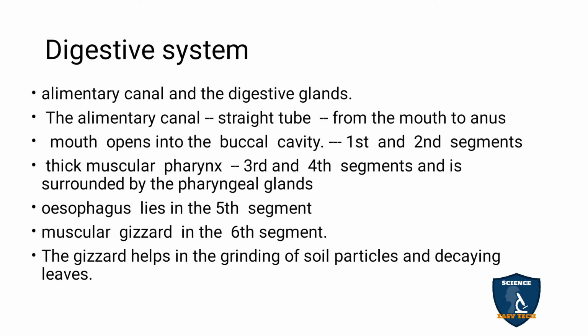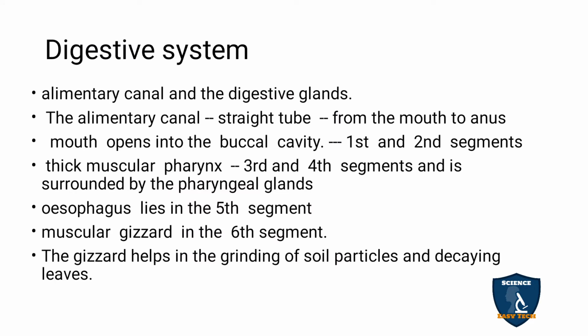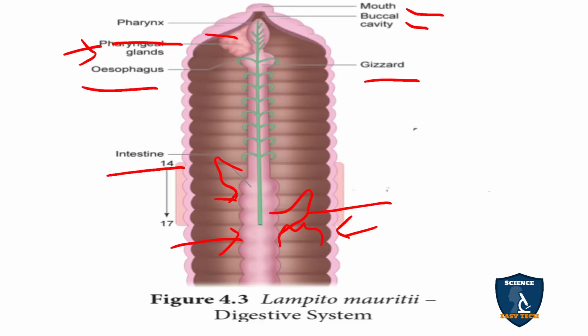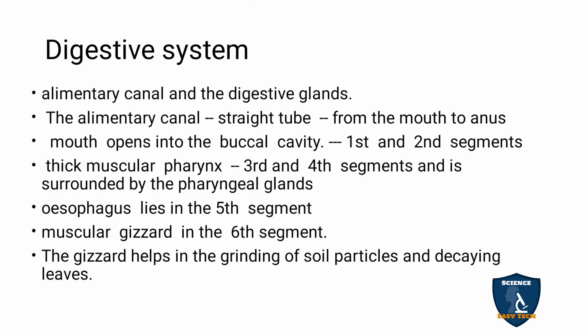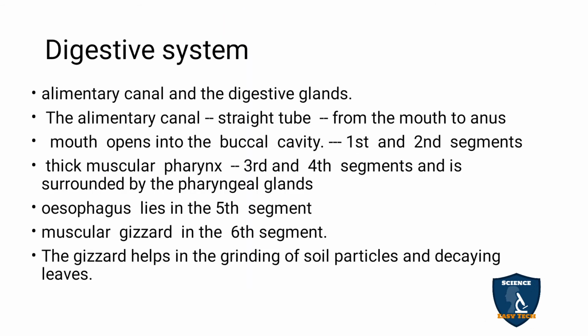As we said, the alimentary canal starts from mouth to anus. It is a straight tube from mouth to anus. The mouth is seen in the first segment, and it is the opening, an opening to the exterior. The mouth opens into the buccal cavity. The mouth and the buccal cavity are present in the first and second segments of the earthworm. Then there is a thick muscular pharynx.